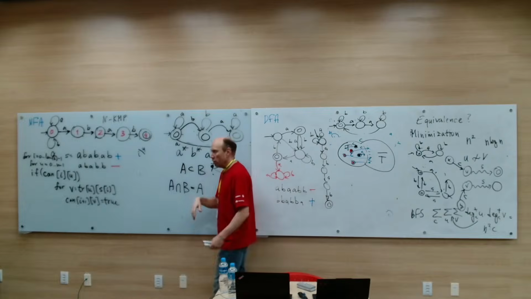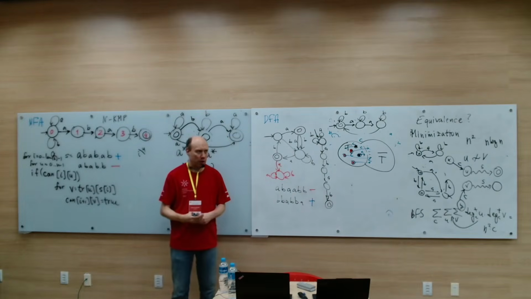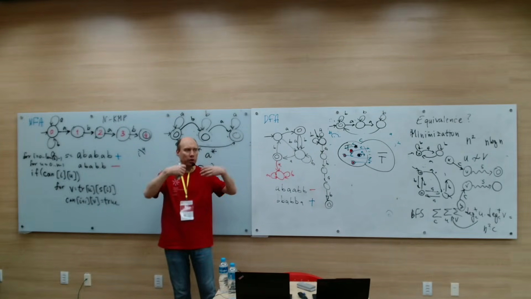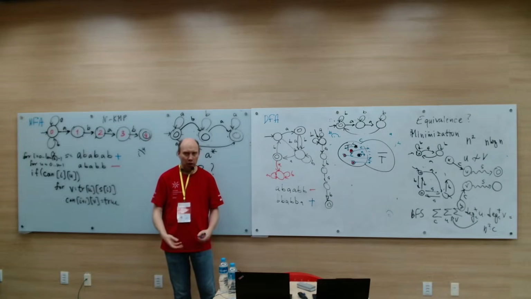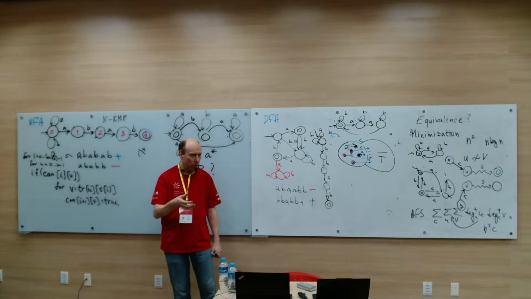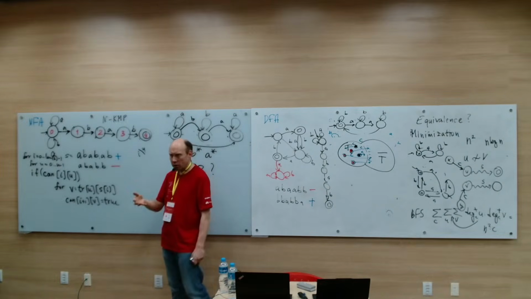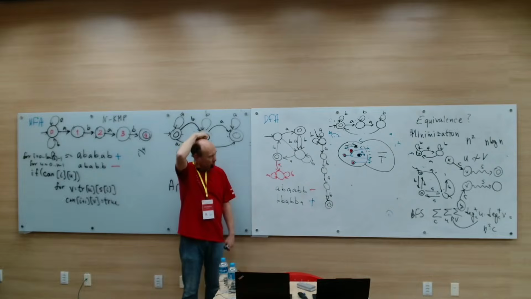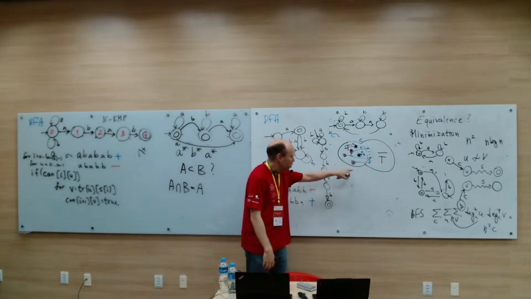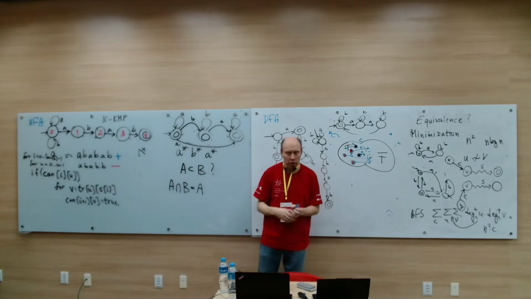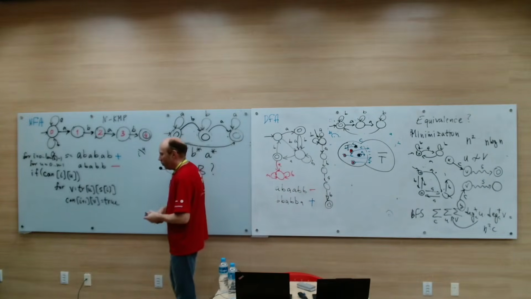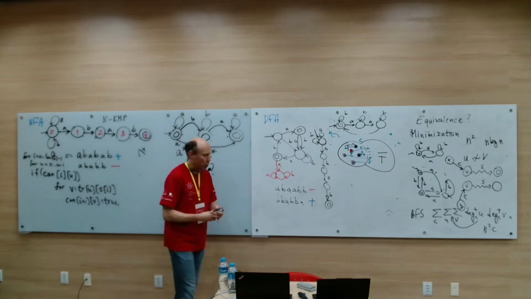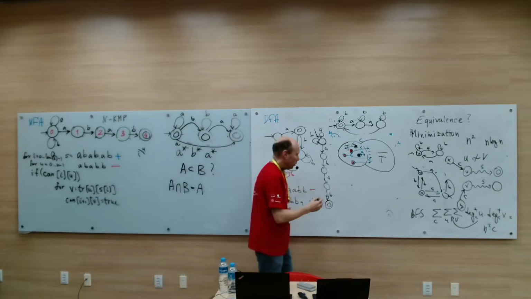This time, since every time you split the class, the number of classes increases, and it cannot exceed n, there are at most n pops and pushes to the queue. However, you need to consider all these transitions, and there are at most n of them, so it's still n squared. So actually, the trick that goes to logarithm n is approximately the following.